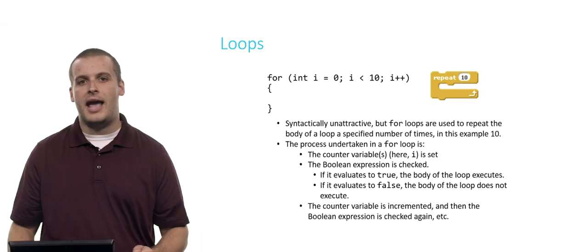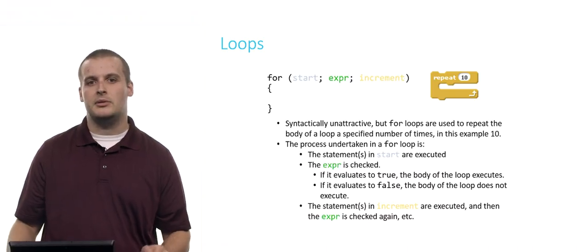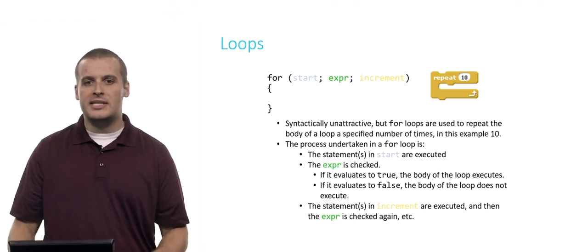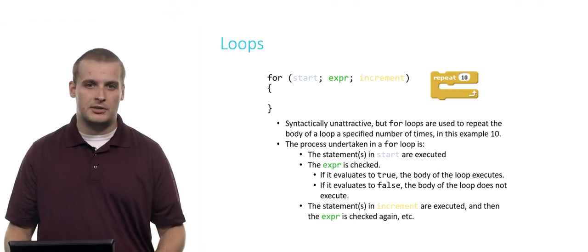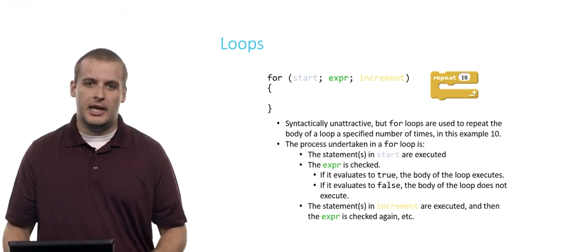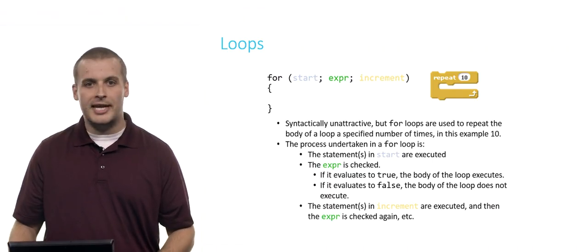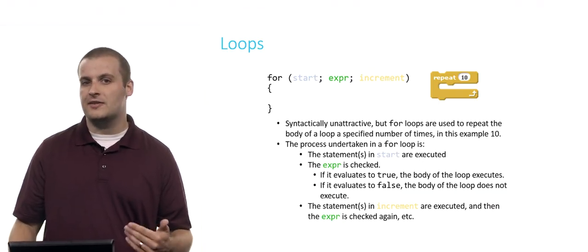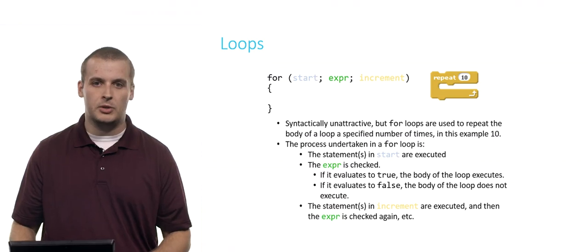Now, taking away the actual code and putting it in some basic general statements, here's what happens. All of the statements in start are executed first. You might have more than one. Then the Boolean expression is checked. If the expression evaluates to true, execute the body of the loop one time. If the expression evaluates to false, we're done. We don't execute the body of the loop at all.